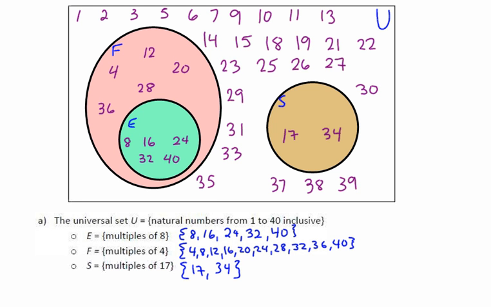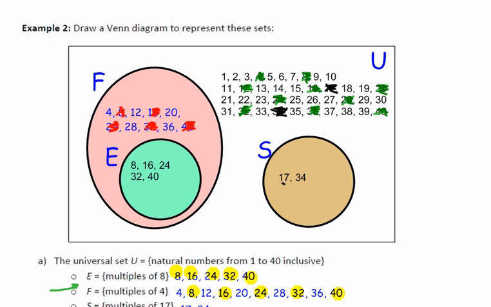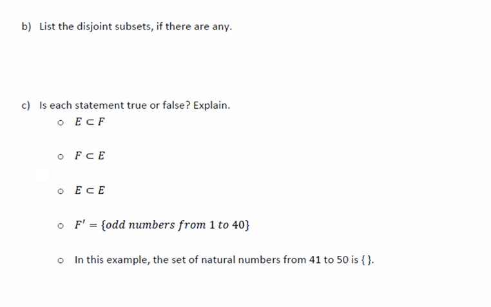Whew. Okay, so there it is. Beautiful. We did it. So, yay. Okay, so now we can answer the questions. So this is another way I did it. Moving on. List the disjoint subsets. Who are disjoint? F and S. And who else? E and S are disjoint.